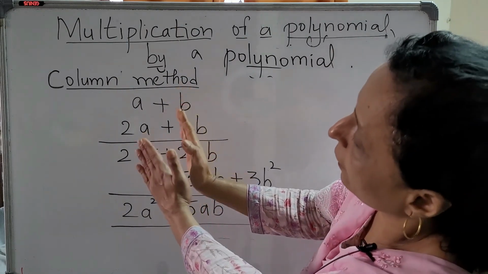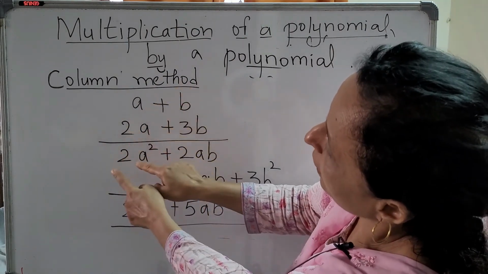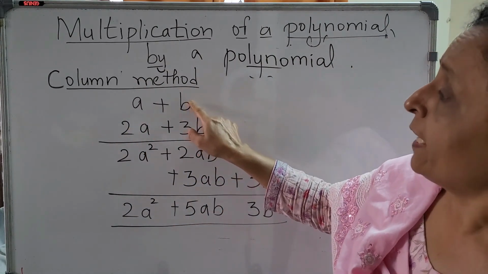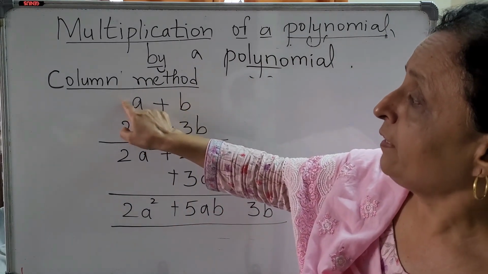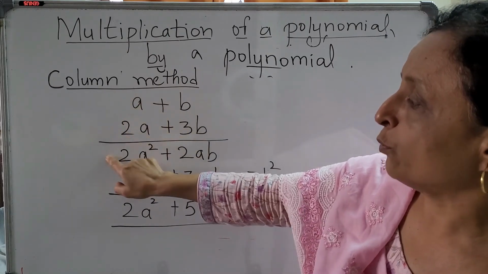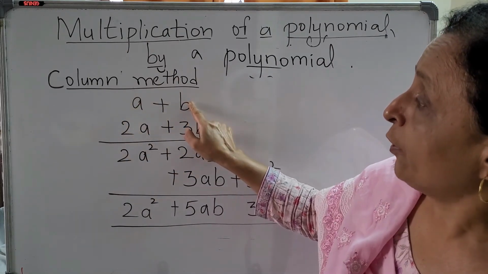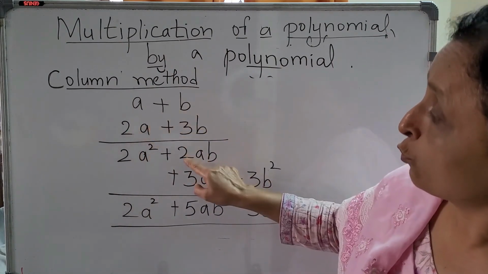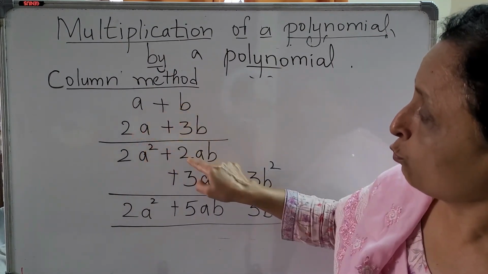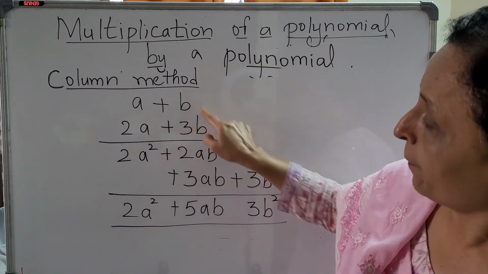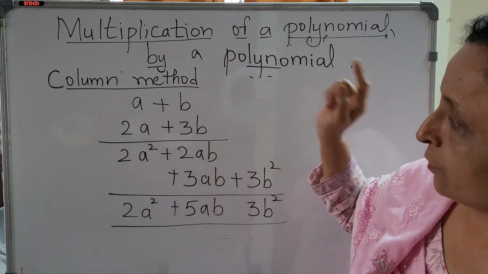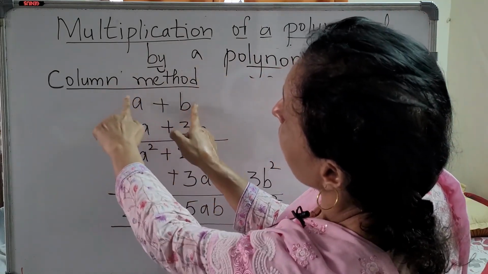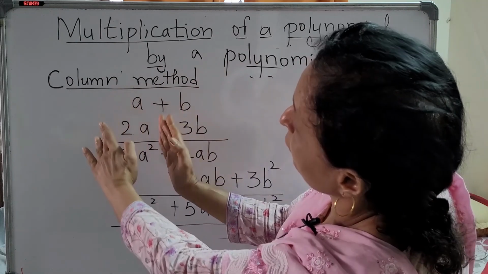2a square. When I have multiplied a into 2a, I have got 2a square. Now next, the sign here both have plus, so you have to write plus. Now here plus b into 2a, 1 into 2, 2a and b. You write as it is. So multiplication of this monomial and this polynomial is over now.